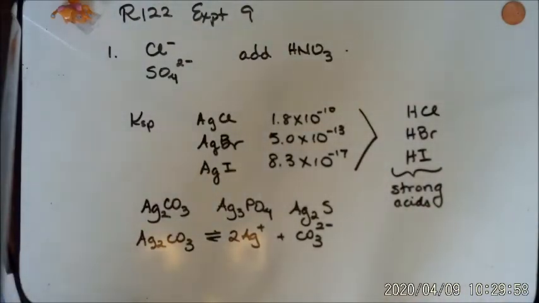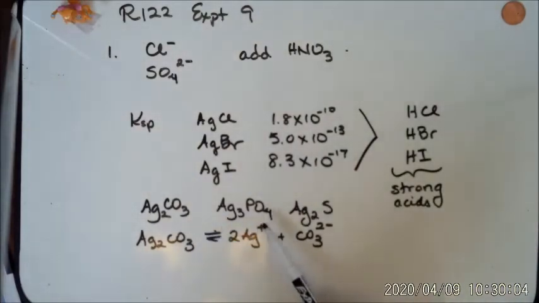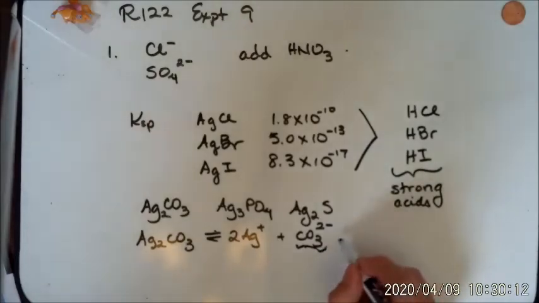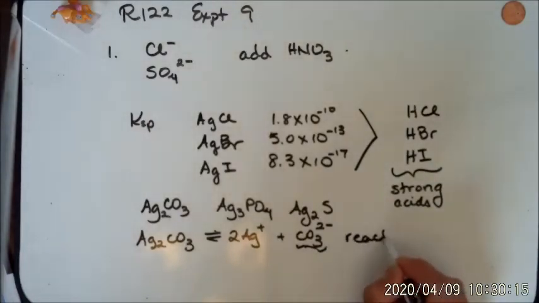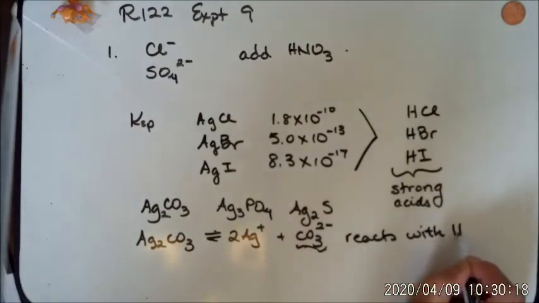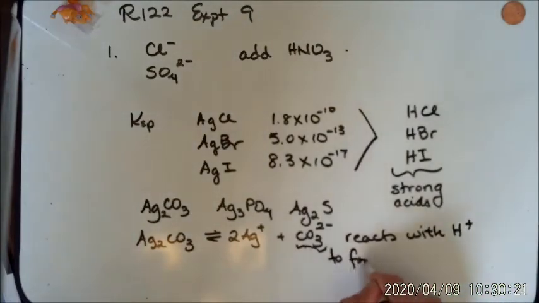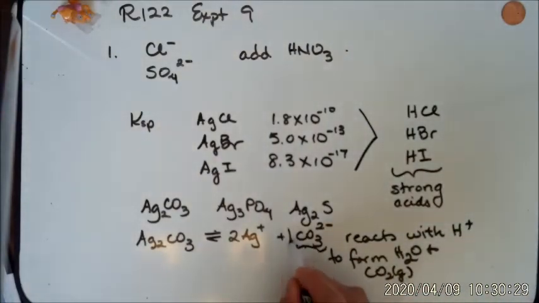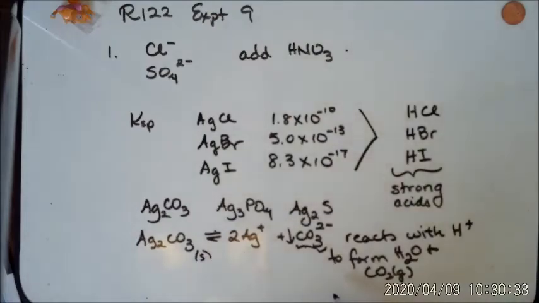However, let's take a look at some of the other possibilities. We might have carbonate in there, we might have phosphate, we might have sulfite. With carbonate, when it dissociates, remember, this carbonate will react with acid to form water and carbon dioxide gas. What that means is that I'm going to be depleting my concentration of carbonate, which means based on Le Chatelier, my solid here will continue to dissolve. Okay?